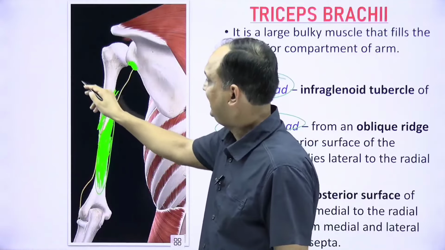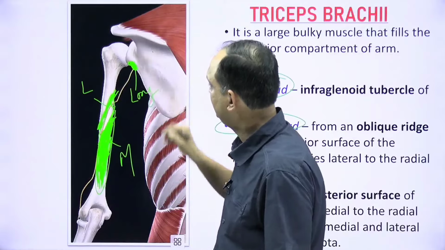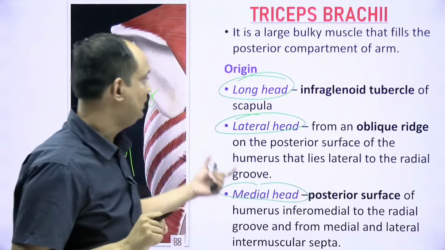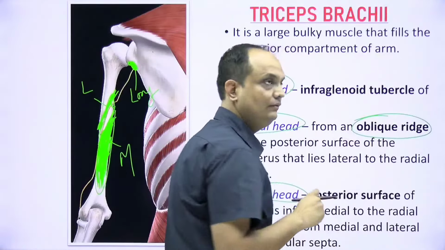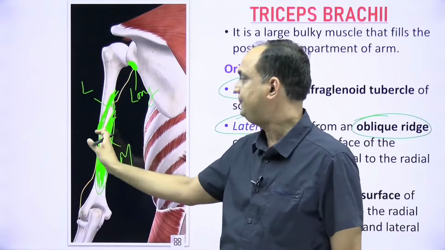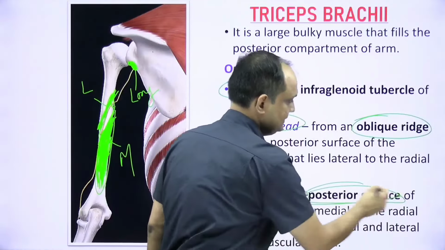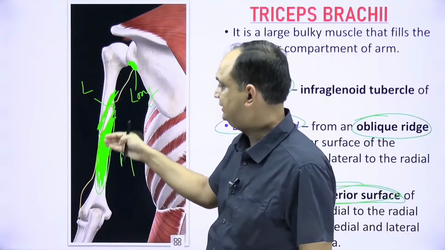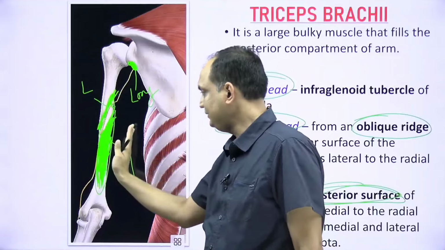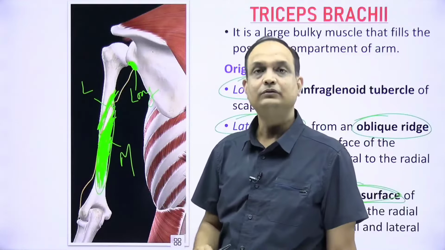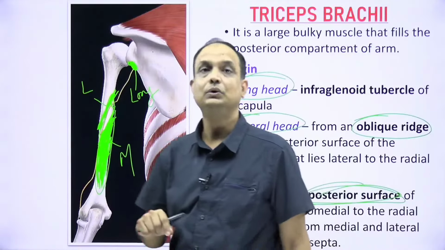So, this will become the lateral head, this will become the medial head, and this will become the long head of your triceps. Clear? So, the long head comes from the infraglenoid tubercle, and the lateral head comes from the oblique ridge. Which oblique ridge? The lateral or upper oblique ridge, and the medial head comes from the posterior surface. So, the surface is providing the origin of the medial head. This is the laterally placed ridge, so it is the lateral ridge, this is the medial ridge, and this is the surface. Clear? So, whenever you are drawing the origin of triceps, please be specific about the origin.